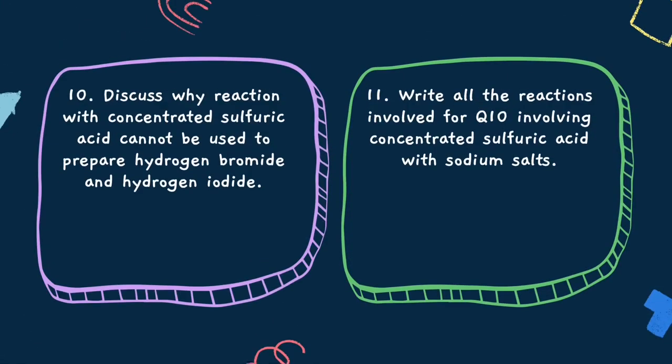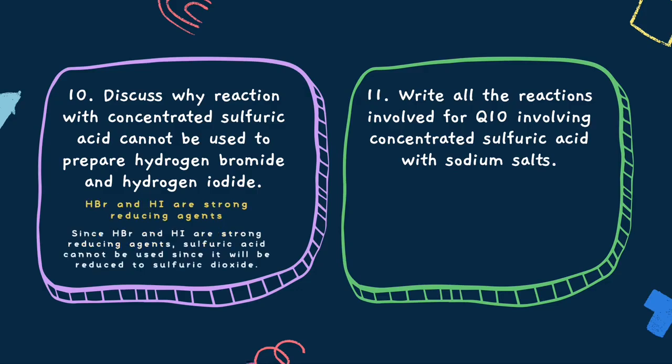For number 10, the reason why sulfuric acid cannot be used to make hydrogen bromide and hydrogen iodide is because they are both strong reducing agents and the acid will be reduced to sulfur dioxide. And for number 11, the reactions are shown here.